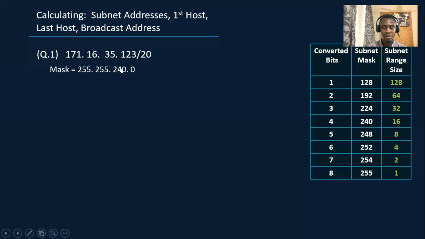So we look at 240 and go to a chart. So that's where the chart becomes very relevant. So 240 means that 4 bits have been borrowed. So if 4 bits were borrowed, that is why we have its corresponding value as 240 here. And the last octet is 0. And 0 we know is the host portion of the network.